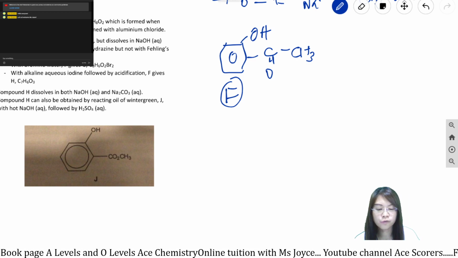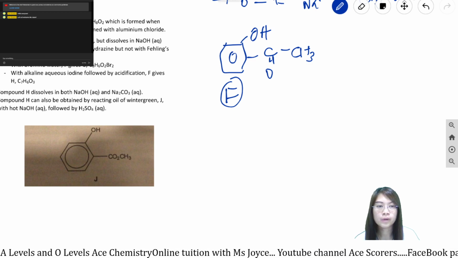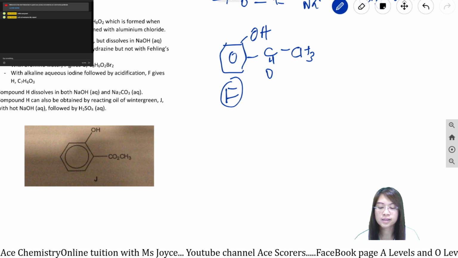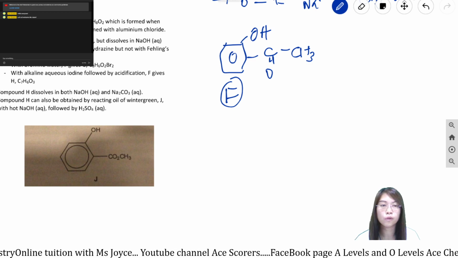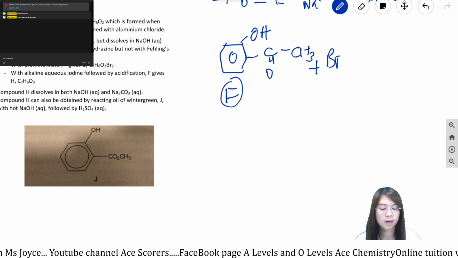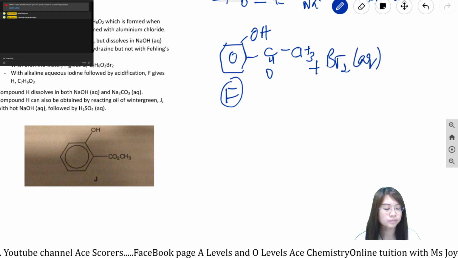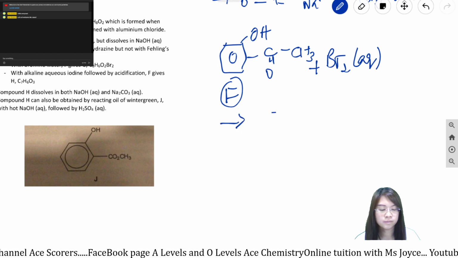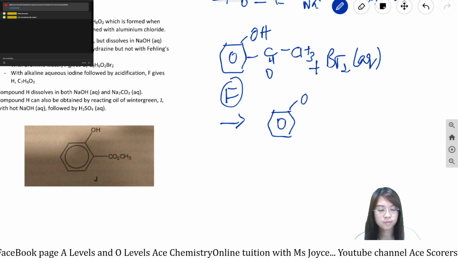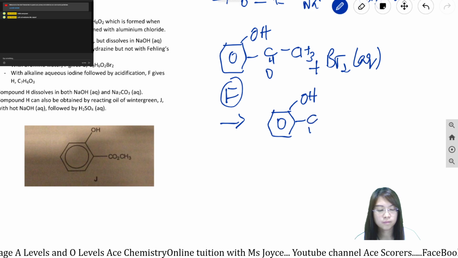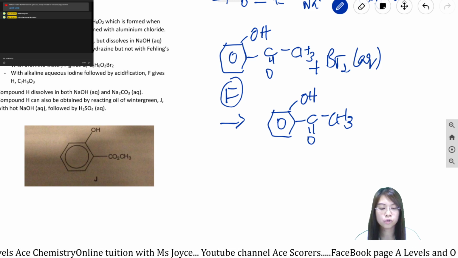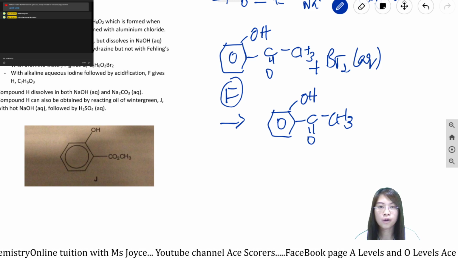In this structural formula of F, you can see that this is a phenol functional group. And we know that a phenol functional group will direct the bromine to the 2, 4, 6 positions. So therefore, upon reacting with Br2, that's the aqueous bromine, we will get this structure, whereby the bromine is attached to the 2nd, 4th, and 6th positions.